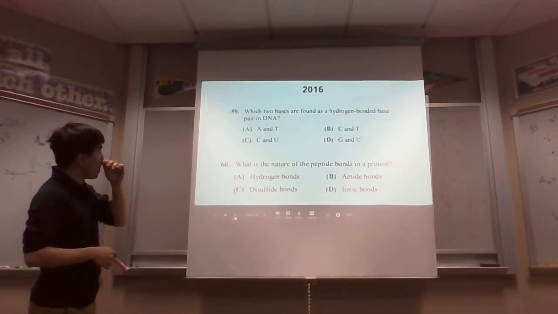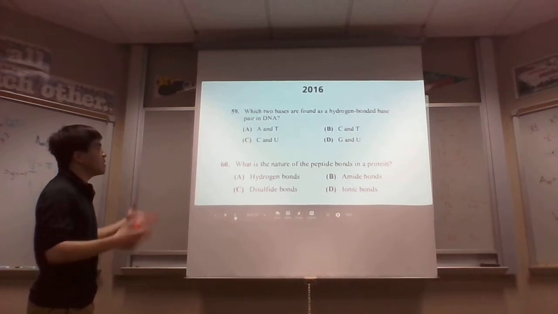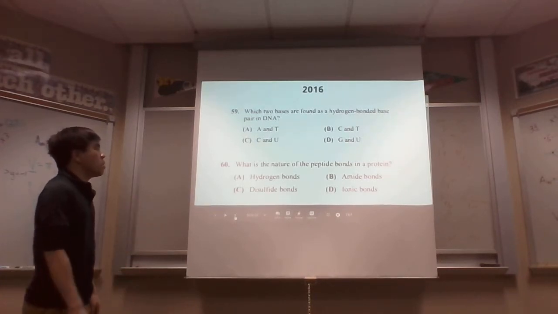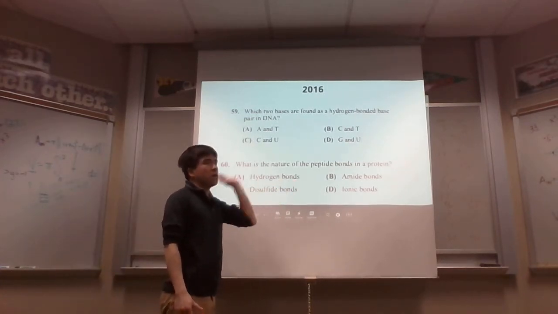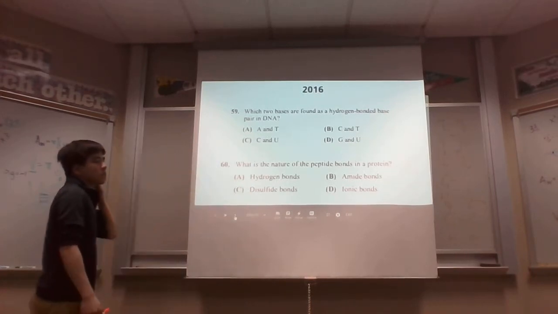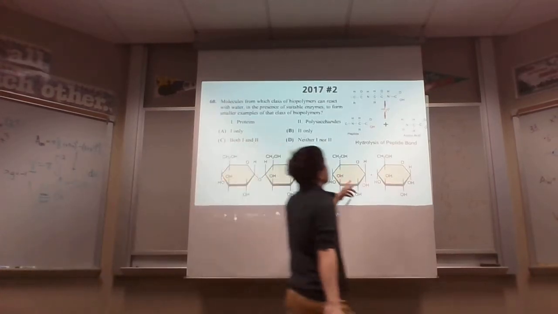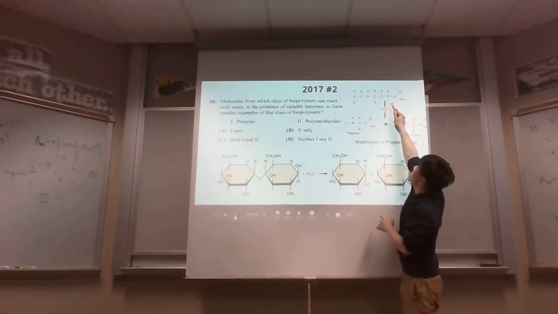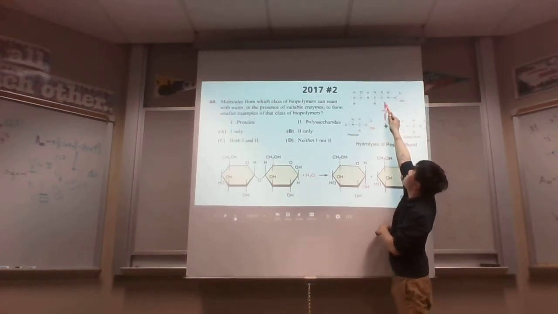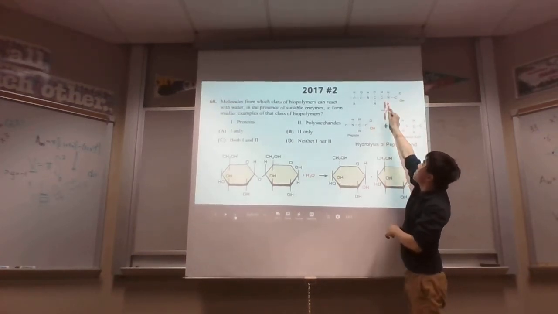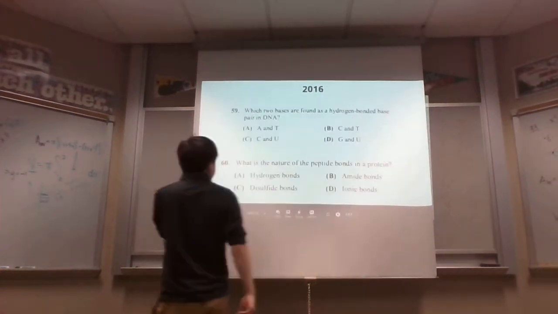Okay, 60, what is the nature of peptide bonds in proteins? They are amide bonds. If you go back a slide and look at this peptide bond, this is an amide. It's where you have a nitrogen and a carbon double bonded to oxygen. That's the amide here. So next slide.